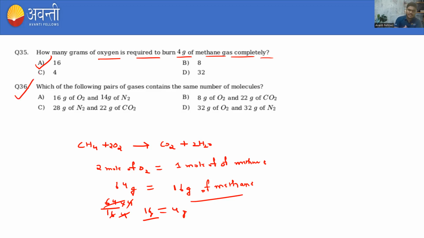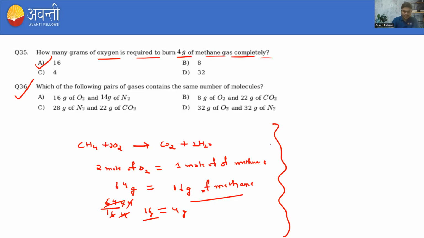That is question number 36. Which of the following pair of gases contain the same number of molecules? So you have to identify which of the following pair of gases contain the same number of molecules. For example, we have 16 gram of O2 and 14 gram of N2. So this is again a question from the mole concept, right?